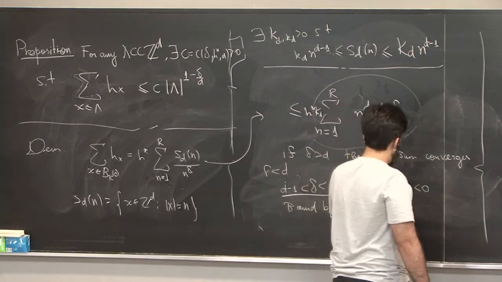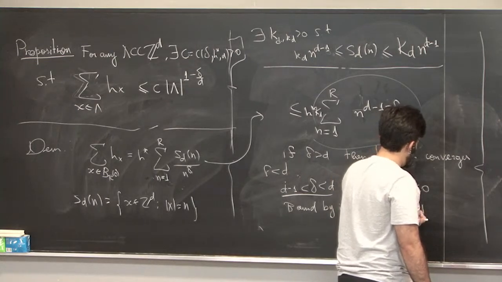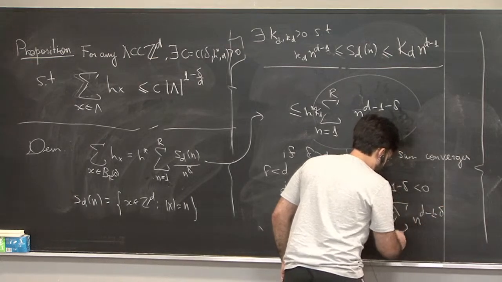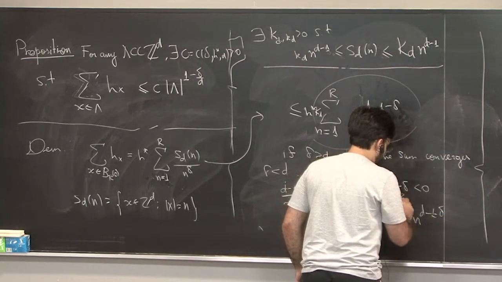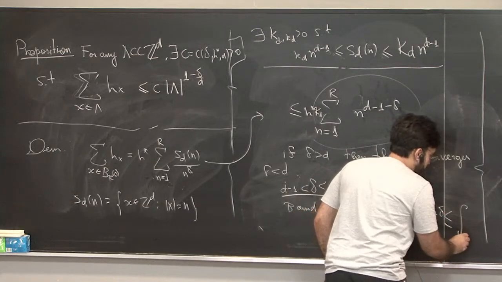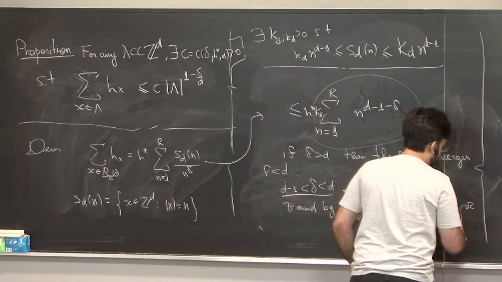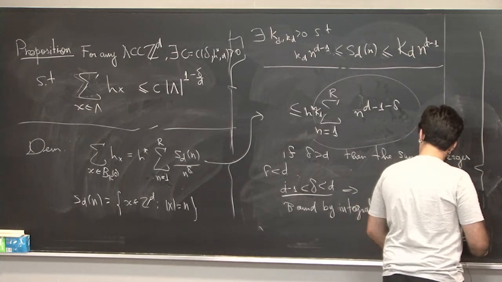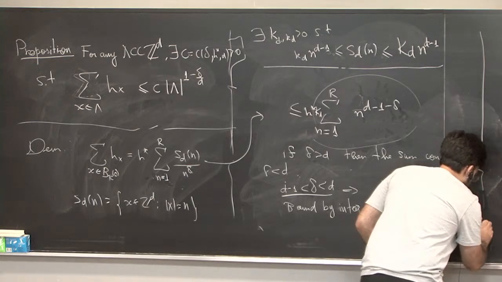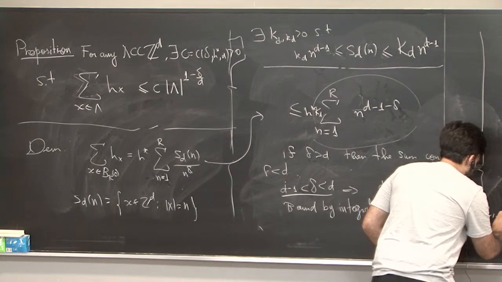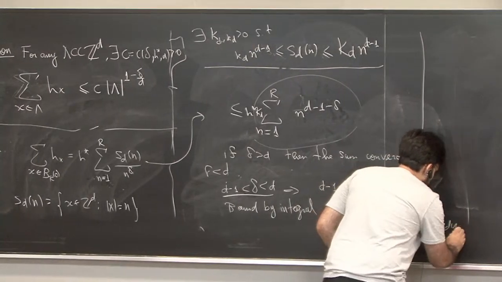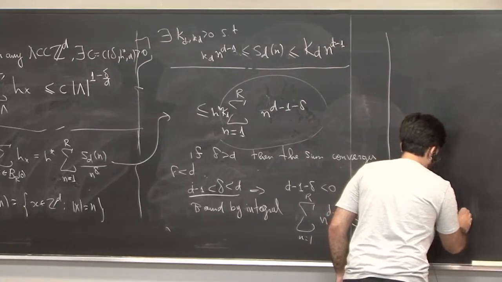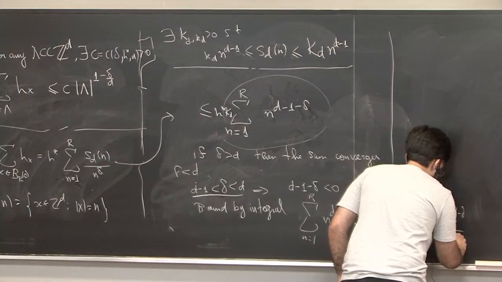Therefore, by using a bound by integral, I have that the sum of n^(d minus 1 minus delta) from 1 to r is less than the integral from 0 to r of y^(d minus 1 minus delta) dy, and this is just r^(d minus delta) over d minus delta.